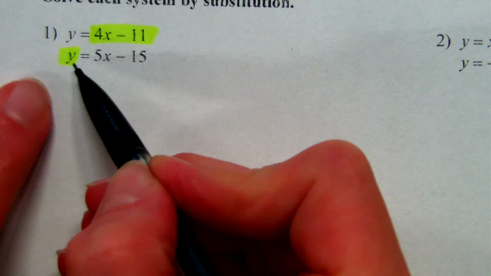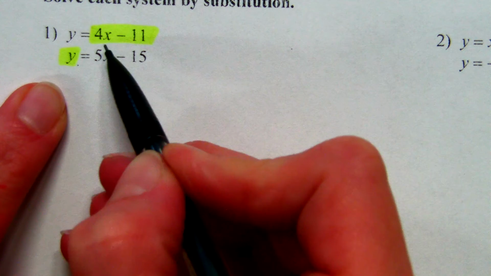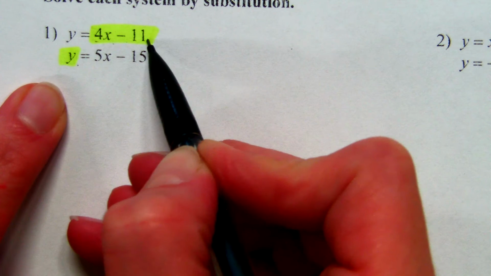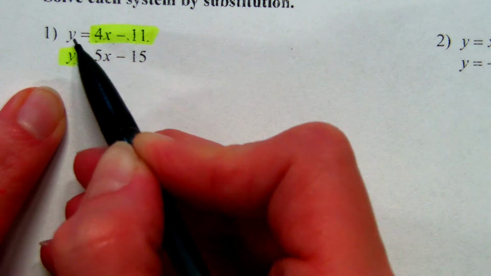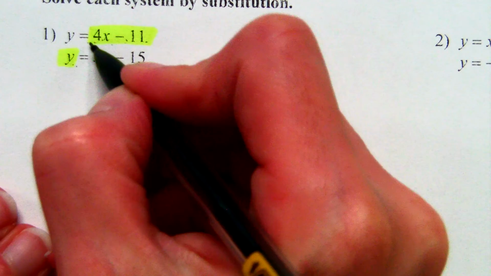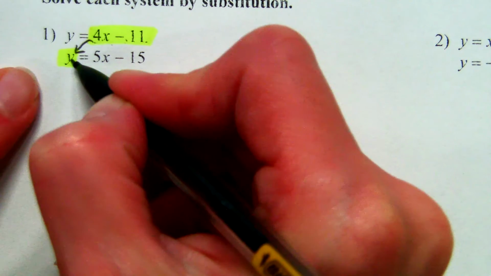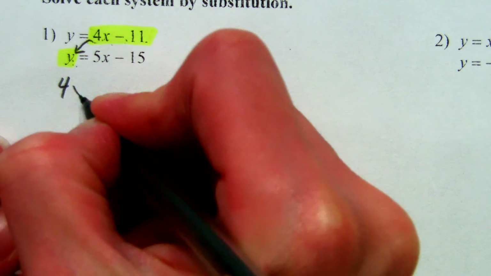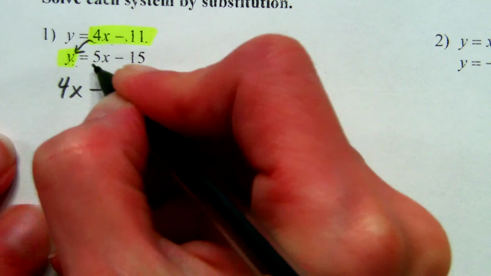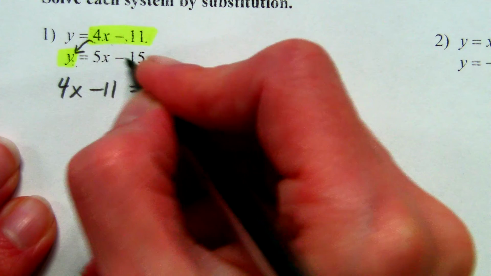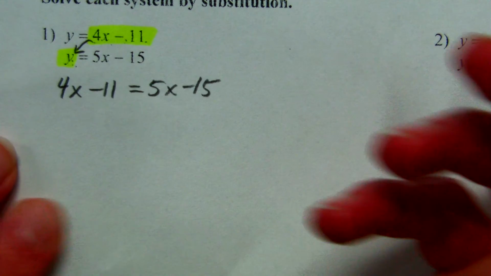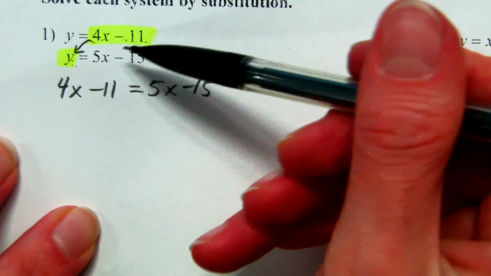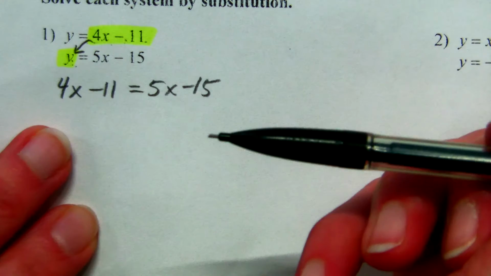I'm going to replace this y that I've highlighted with the 4x minus 11 up here. It's y equals this and it's y equals that. So we're going to take the y's out and put this down here. Instead of y, I'm going to have 4x minus 11, and then the rest of the equation down here equals 5x minus 15. Sometimes people think of this as just making the x part of the equation equal the other x part of the equation.